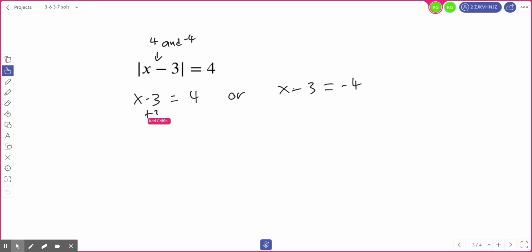So here we add 3 on both sides. That cancels out, and we get x equals 7. So that's one of our solutions. And the other solution, so the solutions are x equals 7, and on this side, we get x equals negative 1. So x equals 7 and x equals negative 1 are your solutions. Those are both solutions.